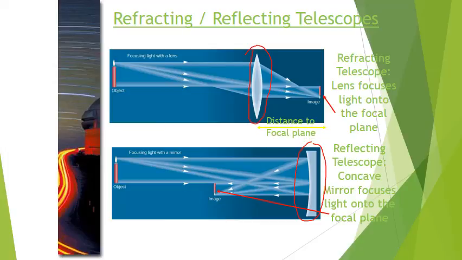And here's some terminology of what's called the focal plane, where the light, the distance between the center of the lens and where that lens focuses the light, which is what we call the image, that distance is called the focal length.